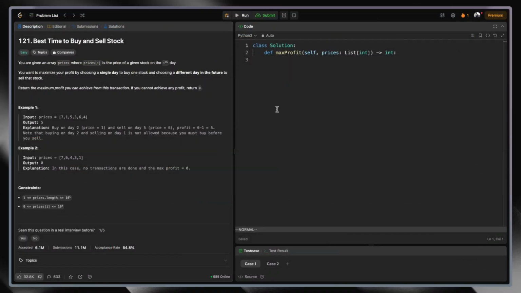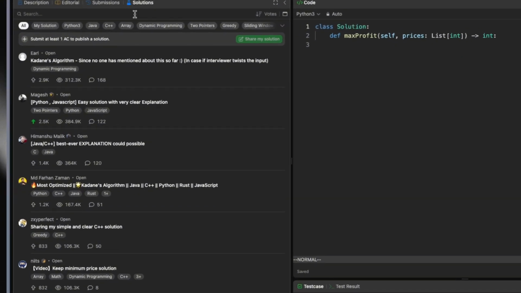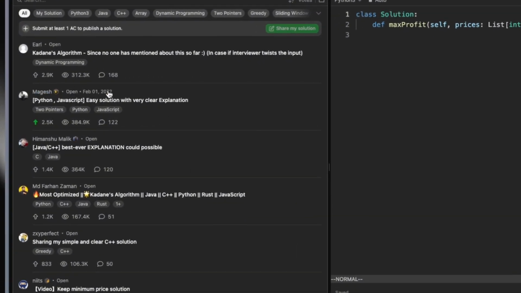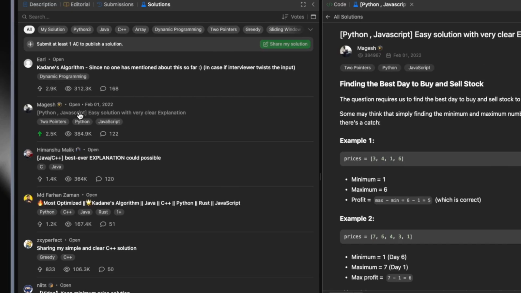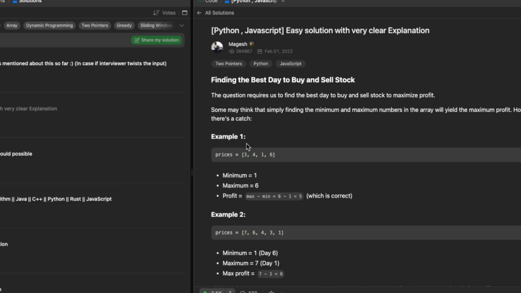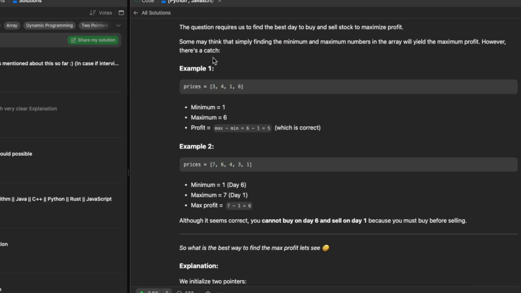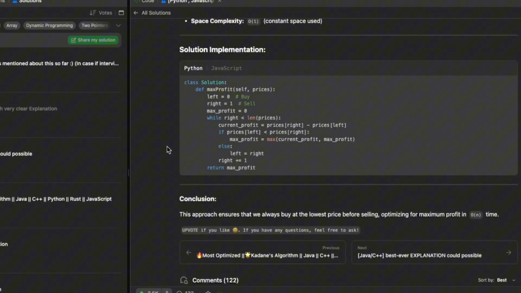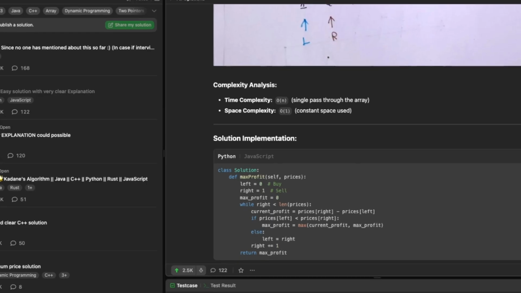I hope you guys remember I said this problem is one of my favorite problems. The reason is that if you go to the solutions page, you can see my solution at the top, which is the most viewed one, almost 385K views. Whatever I explained here, I did it about 2 years back. And if you don't understand this, you can go directly to this article. I will link this below. You can read it and understand it very well. This is the best solution I ever made. You can check this out.